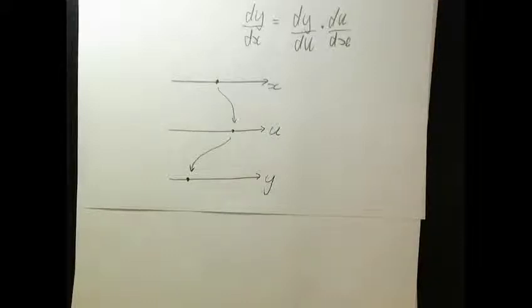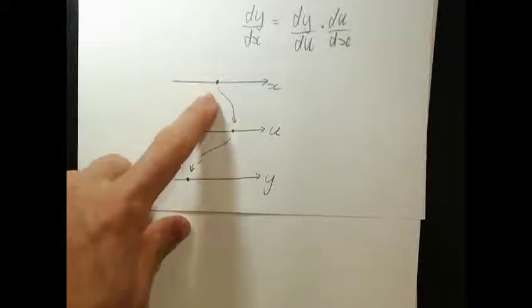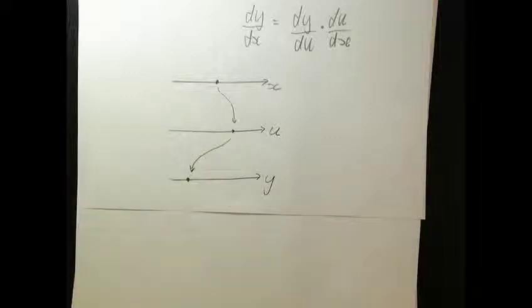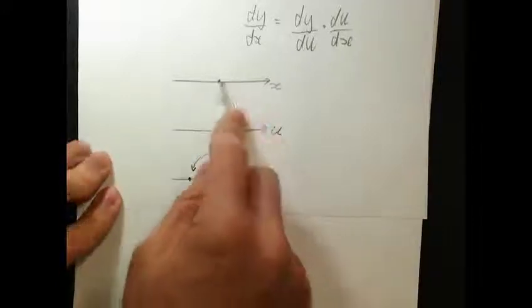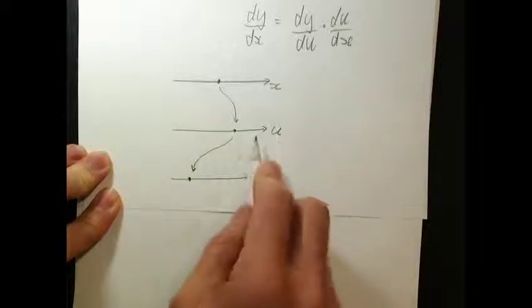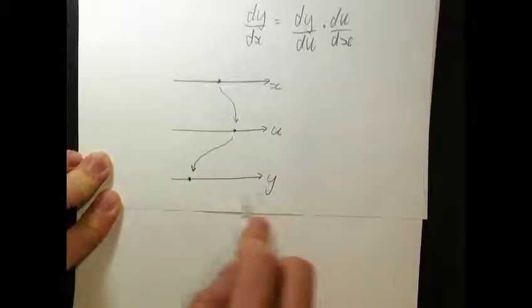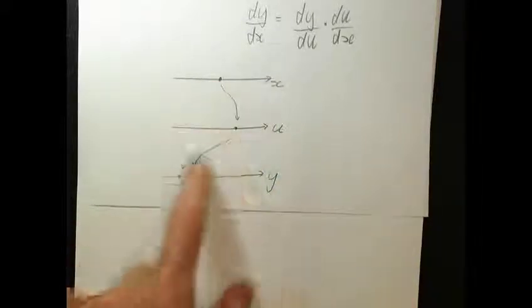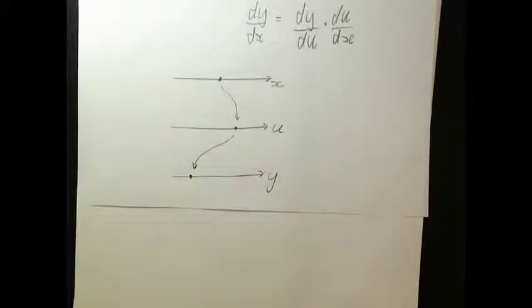And then you can pick another value of x and it would go to some other value of u, which would go to some other value of y. And as you move this point back and forth, it will move this point back and forth, which will also move this point back and forth. And so we can think about moving this along in time and watching what happens to u and y. That's the really important thing that we're thinking of here, because that helps me understand how the chain rule works.